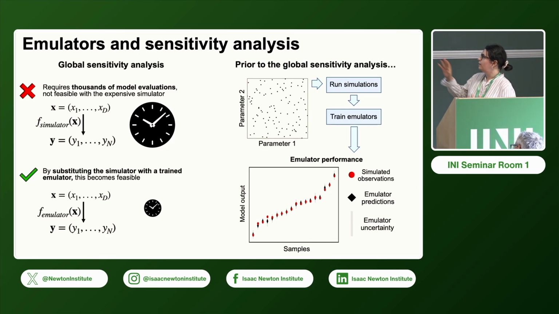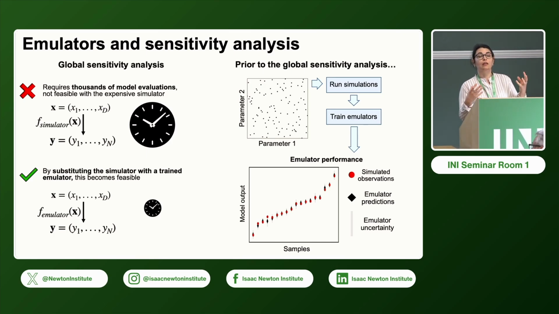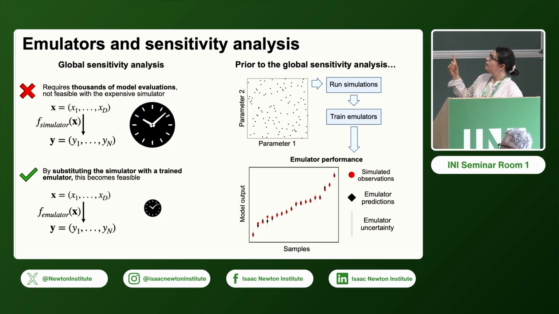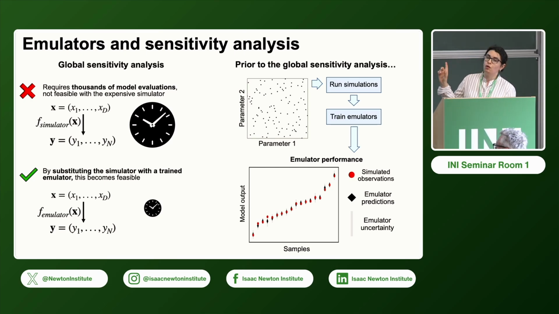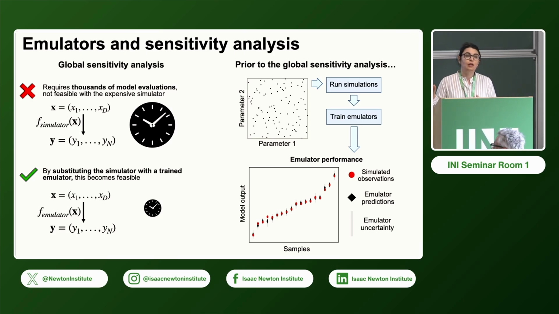So this is, I think, quite a nice picture to show how well the emulators are doing. In red you have the observations that you're trying to match, and in black you have the predictions, and you want them to be close, of course, but we also have the emulator uncertainty. So you see that even if sometimes the predictions are not that close to the observations, the uncertainty of the emulator is still able to account for the observations.